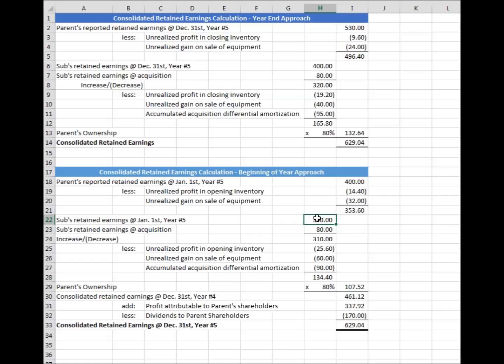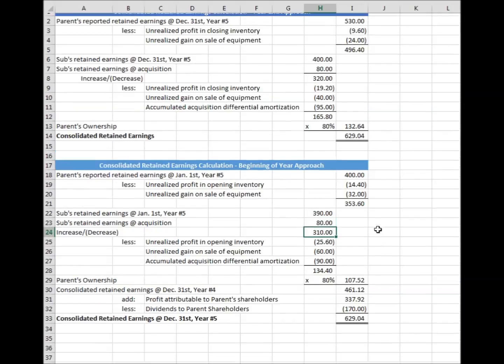So then the retained earnings, and these are provided to us. The retained earnings for the sub at the beginning of the year is 390, or the ending of the last year. And then we want to subtract the acquisition amount of retained earnings at the beginning. So it's the same as over here. And that'll provide us with an increase of 310.